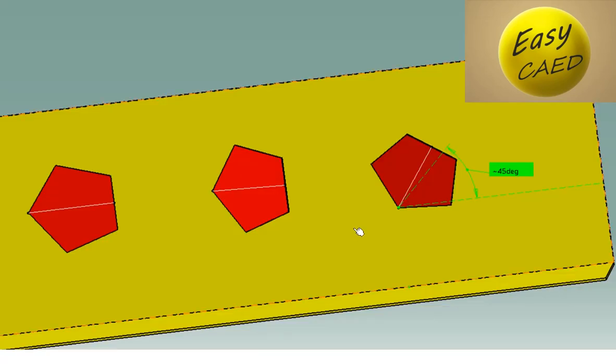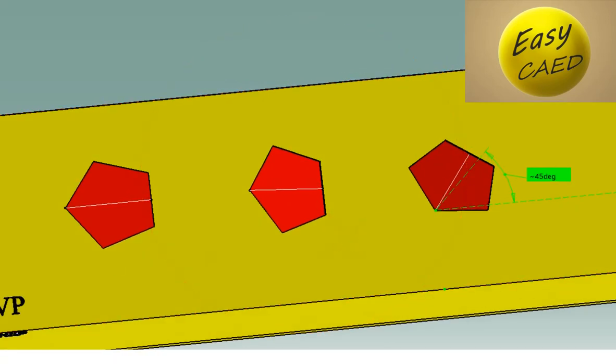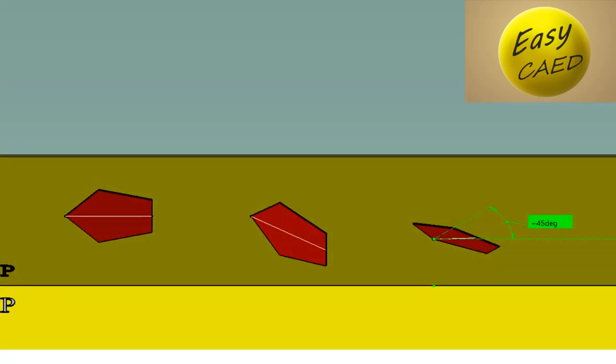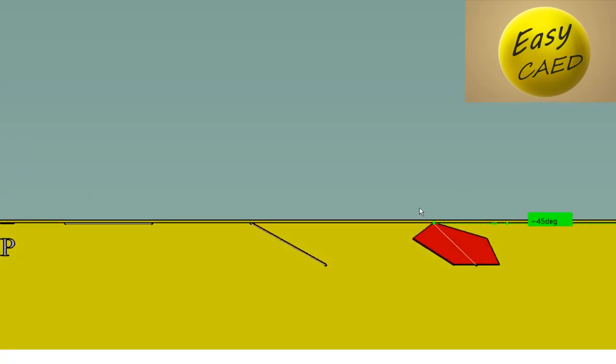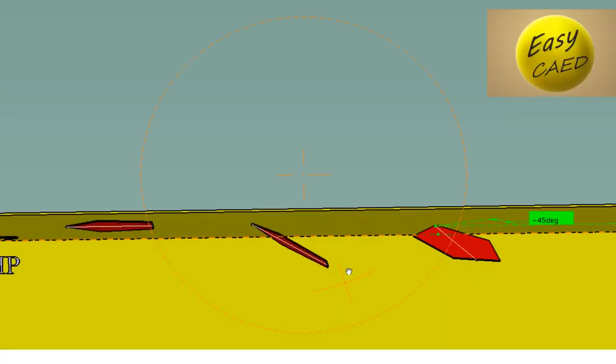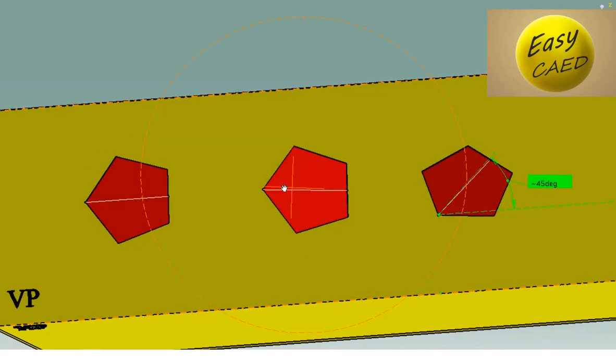Then in the front view you will be able to see it like this. In top view, the first step and second step are the line view, and the third step is the surface view. That is what we are going to get here. Hope you understood the concept. Have a good day.